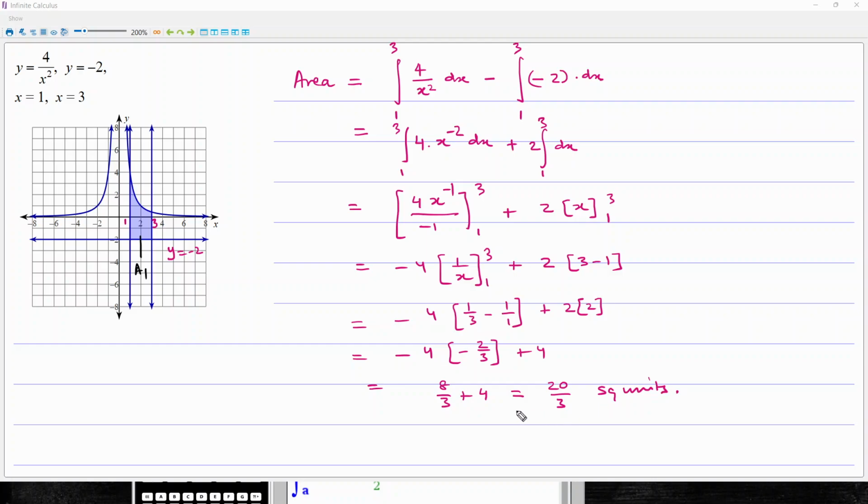So just cross-checking one more time if I have made any mistake. I think that should be the area. So let's see if this is correct. So that's right.